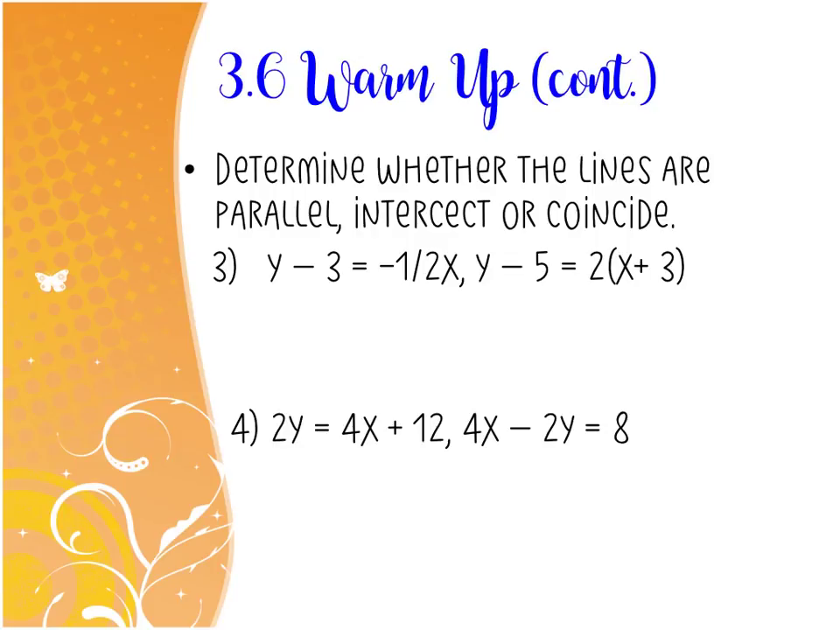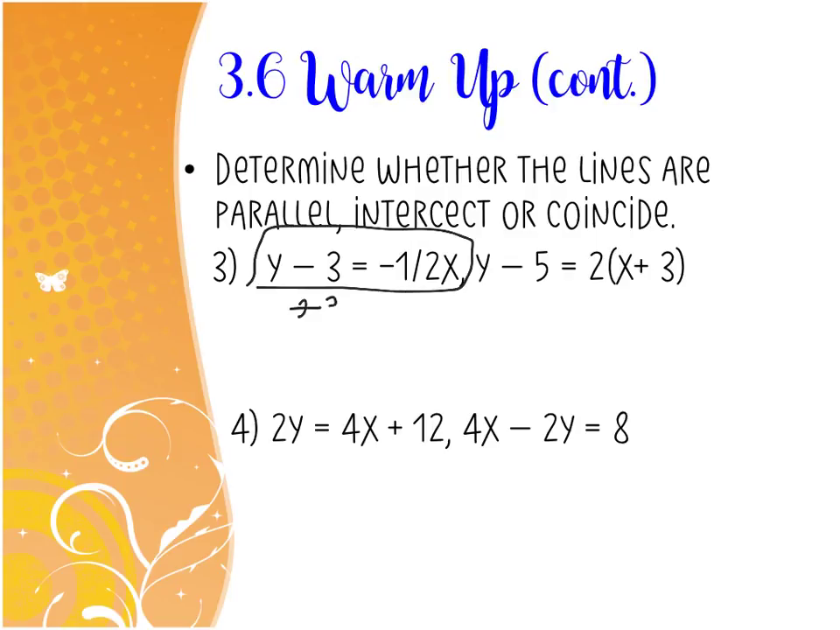All right, 3 and 4 just say determine whether the lines are parallel, intersecting, or coinciding. So remember, parallel is going to have the same slope, but a different y-intercept. Intersecting is going to have a different slope. And coinciding is going to have the same slope and the same y-intercept. So when you look at these, you're going to take this, get it into slope-intercept format.